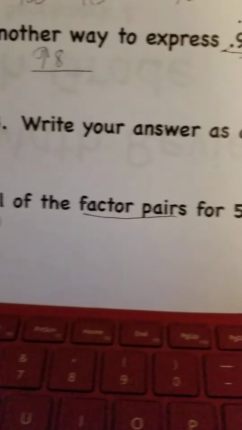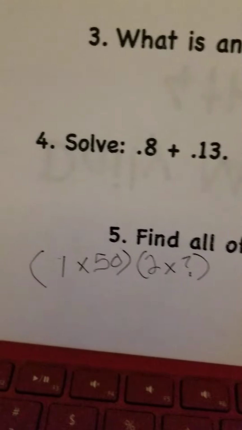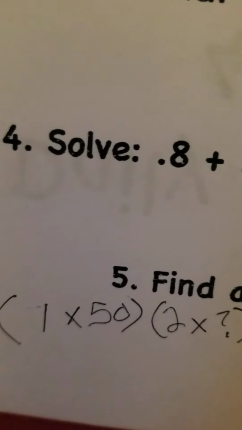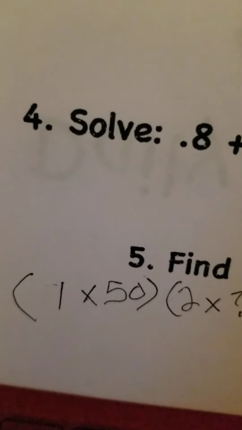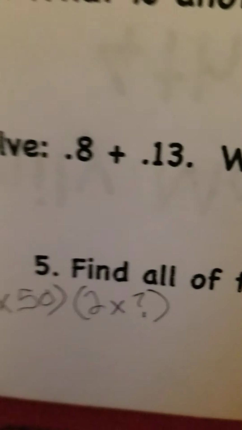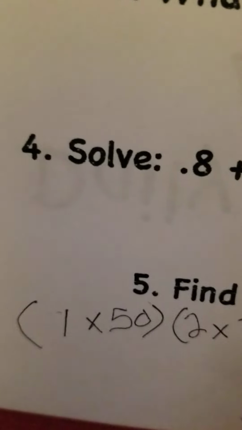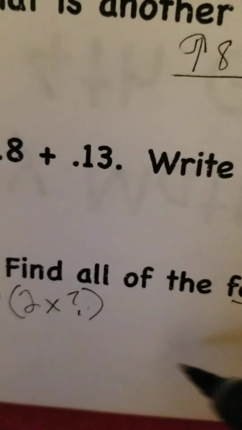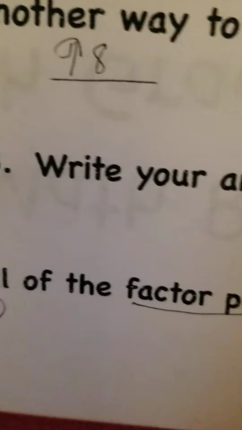Okay? Number 5, find all of the factor pairs. Factor pairs, you must write them like this. 1 times what is 50? Well, 1 times itself is a factor pair. When they say factor pairs, they want 2 of them together. So 1 times 50. If it just said factor, you could just list the factors, not as pairs. Okay? So your next one would be 2 times what is 50? And you need to continue until you get all of them.